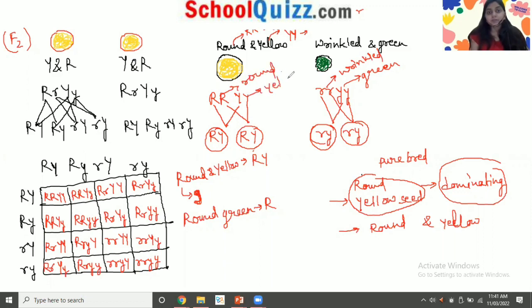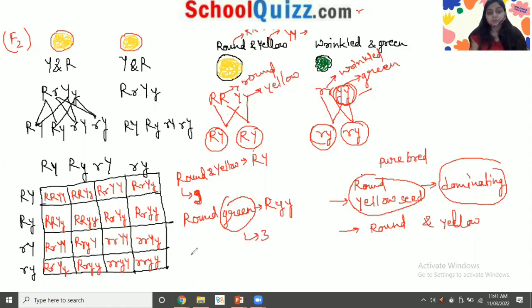Okay, so for the round and green there must be one R, and for the green color, there must be a double y pair. Okay, for the green color, so there is one R and double y. So when we count all these squares which have one capital R and double y, we will find that there are 3 round and green.